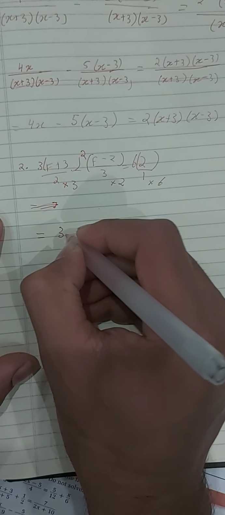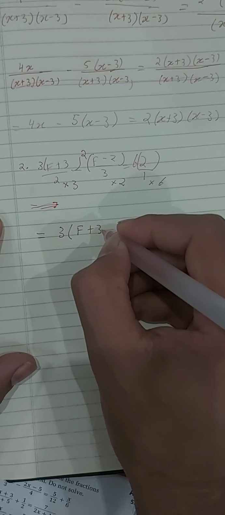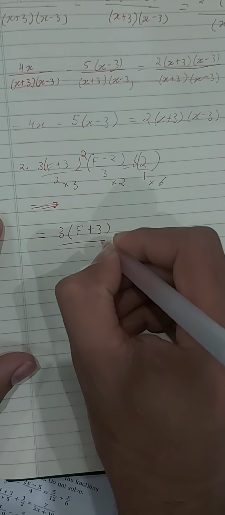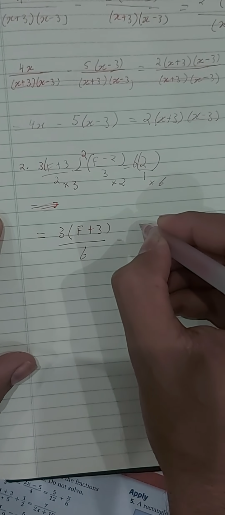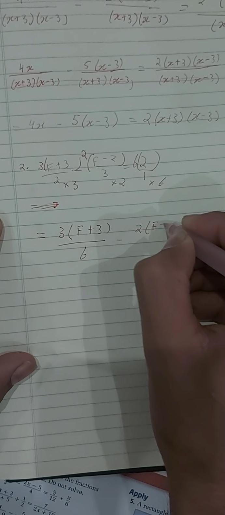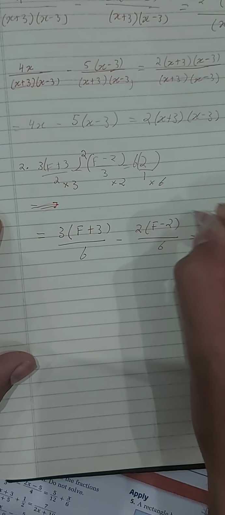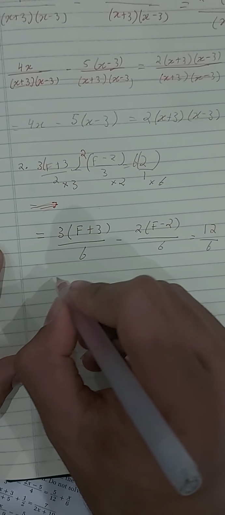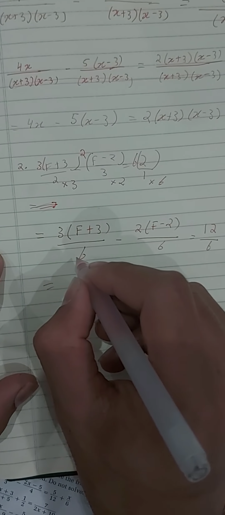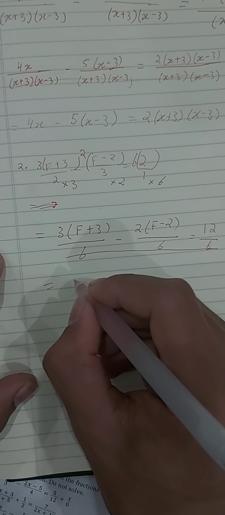We get 3f plus 3 over 6 minus 2f minus 2 over 6 equals 6 times 2, which is just 12, over 6. And over here, we know we can just cancel the denominators out, right? So just cancel all the denominators out.